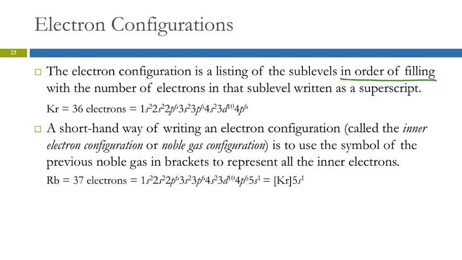We do have some shorthands. A shorthand way is often called a noble gas configuration. What we do is we represent all of the inner electrons using a noble gas symbol. So here's rubidium, 37 electrons. And how many electrons does krypton have? 37. No, krypton has 38. Krypton has 36.